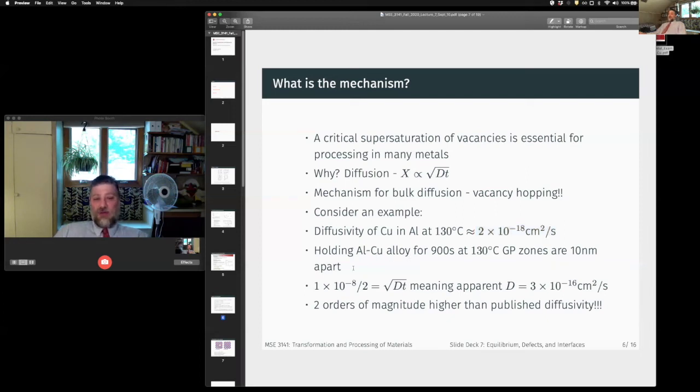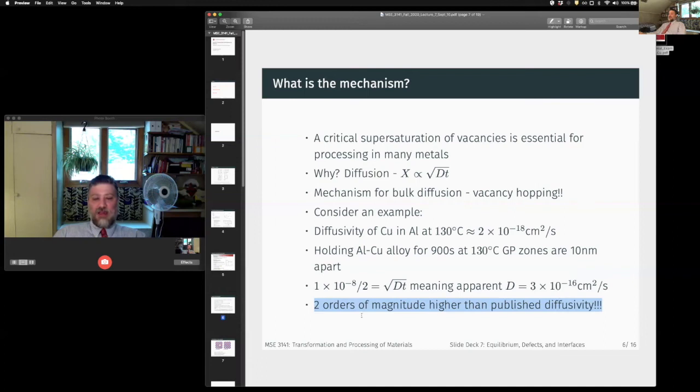If, however, we hold this aluminum copper alloy for 900 seconds at 130 C, we end up with GP zones that are 10 nanometers apart. So we can say that means on average the copper had to diffuse 5 nanometers. So if we take 5 nanometers equals the square root of Dt, we end up with an apparent diffusivity of 3 times 10 to the minus 16th. So because we have a much larger vacancy concentration, we have 2 orders of magnitude higher diffusivity.